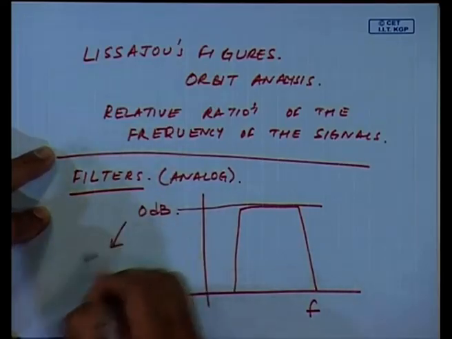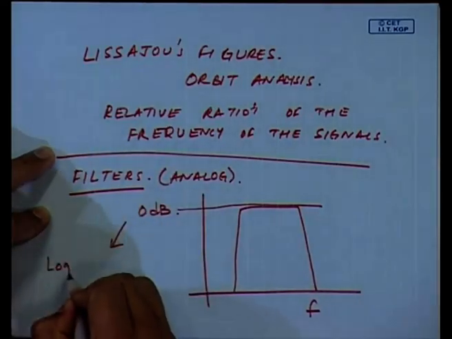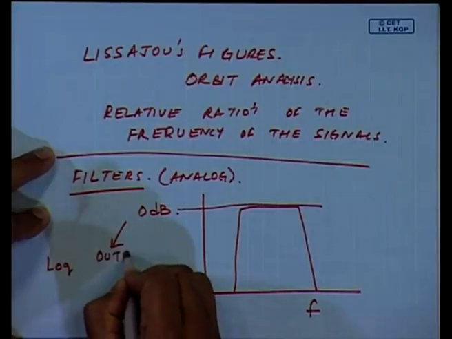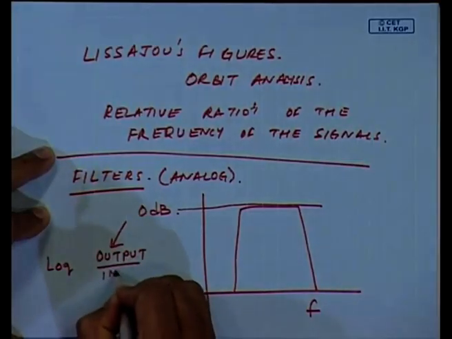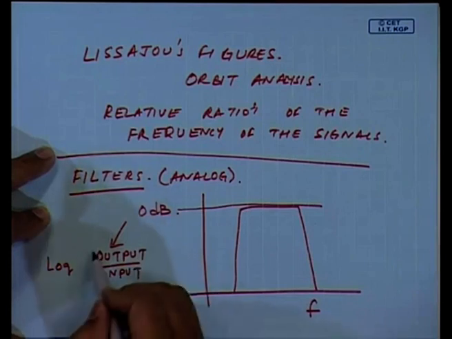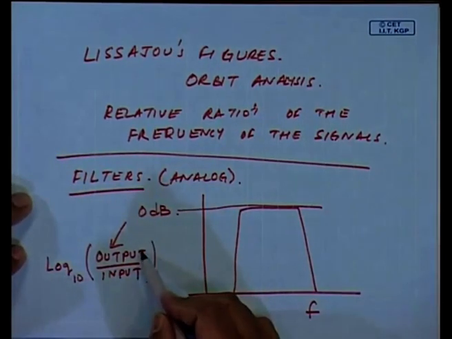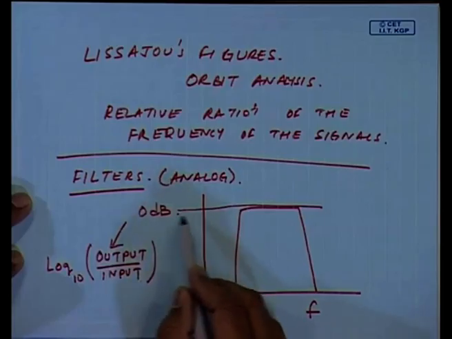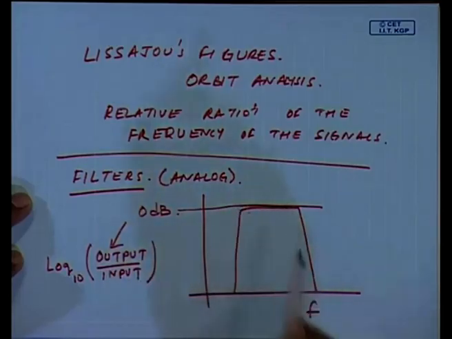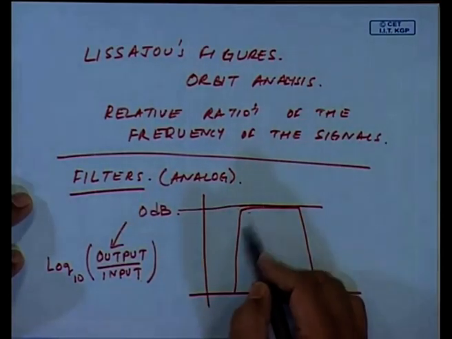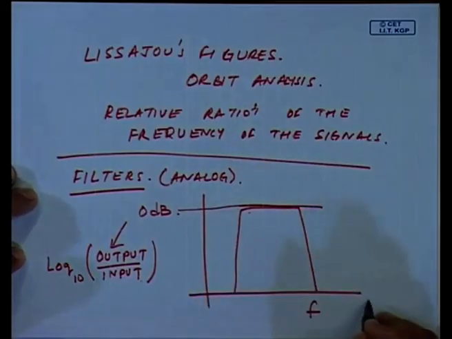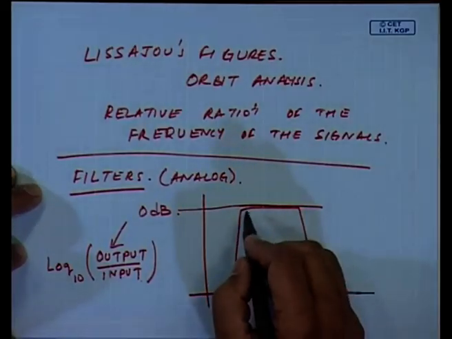This means logarithm of output by input. Okay, it could be log 10. When output is equal to input, what happens? It becomes 1, and log of 1 to the base 10 is 0. So, this is known as 0 decibel, and this is the typical frequency response of a filter.